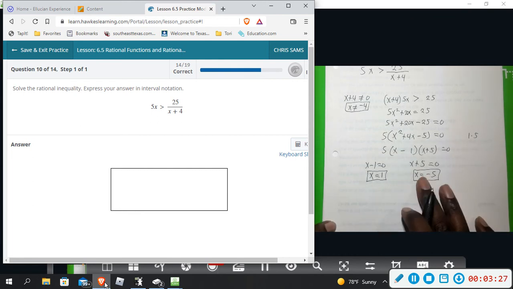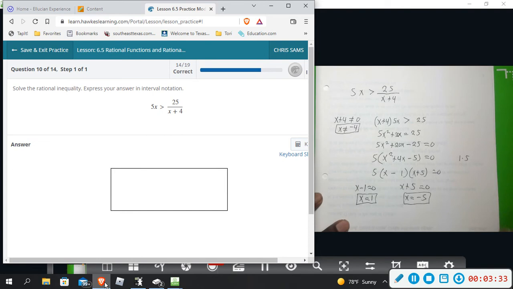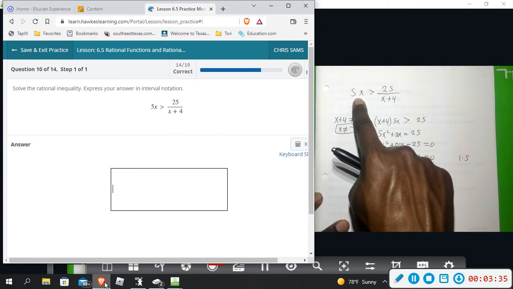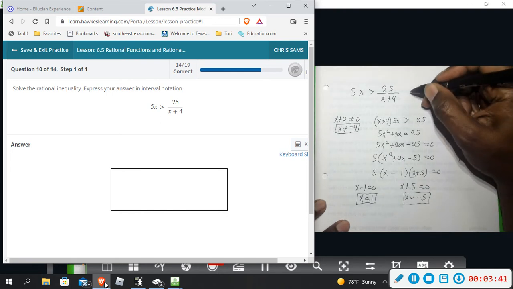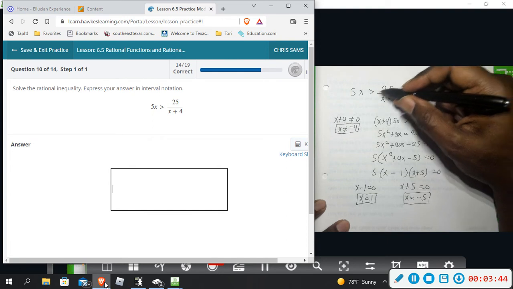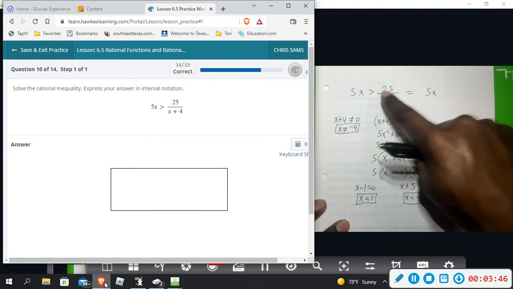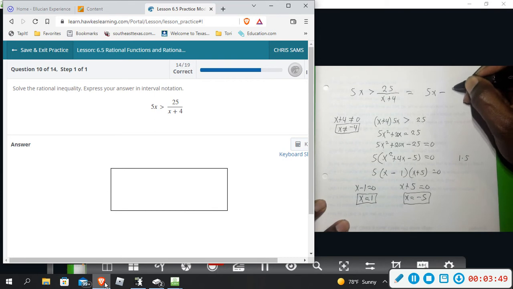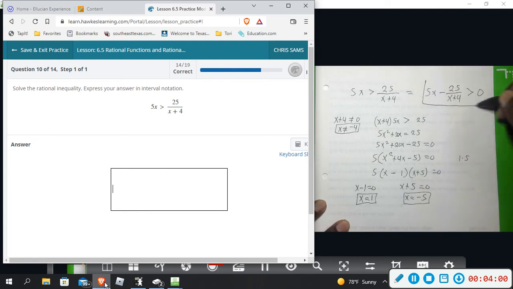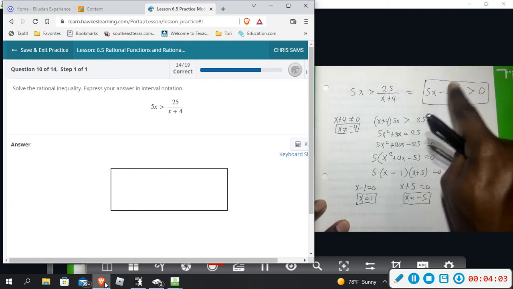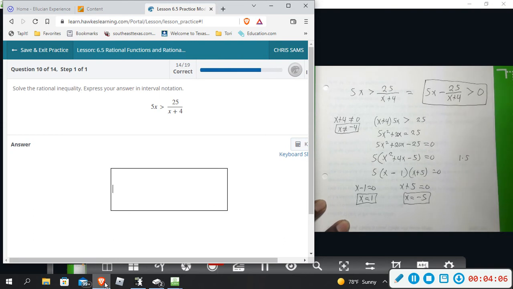And from here, this is the way we want to look at this expression. I'm going to just move everything to the same side. I like everything being on the left. So if I were to rewrite this, that would give me 5x, and then subtract this whole thing, minus 25 over x plus 4 greater than 0. So I'm just moving that over, have 0 here. So this is what I'm looking for. I'm looking for the numbers that make this whole thing greater than 0, or another way to say that is positive.